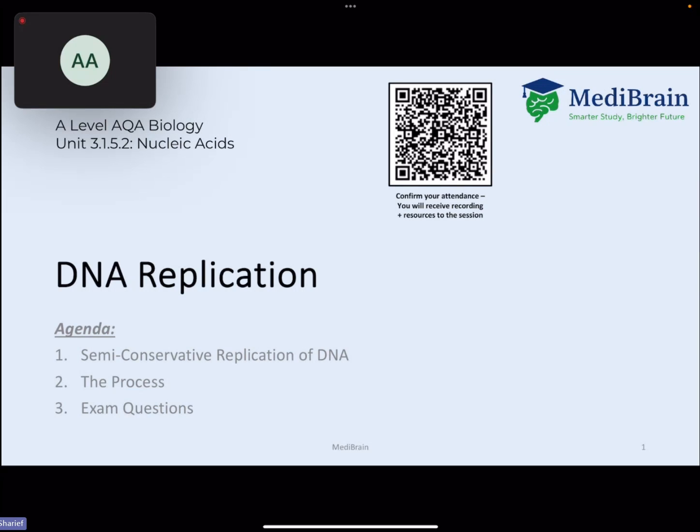So if we start off now, we're going to look at semi-conservative replication of DNA. And then we're going to move on to the process, because there's a process behind the semi-conservative replication of DNA. And then we're going to finish off by looking at some exam questions.